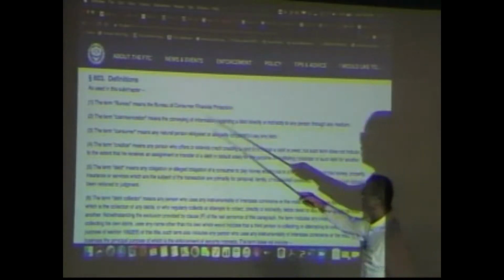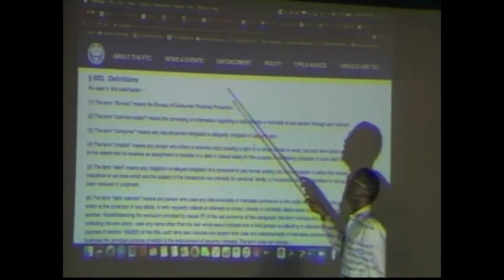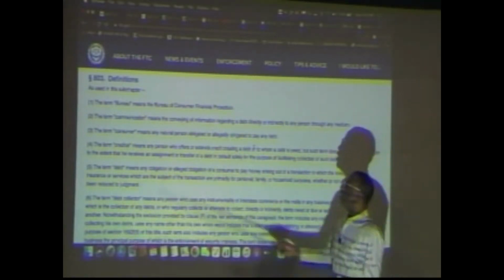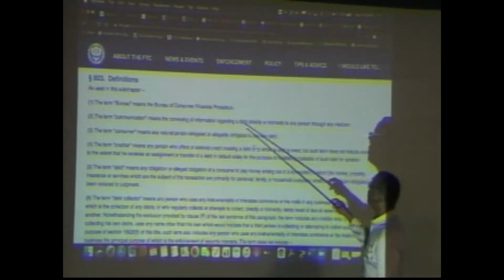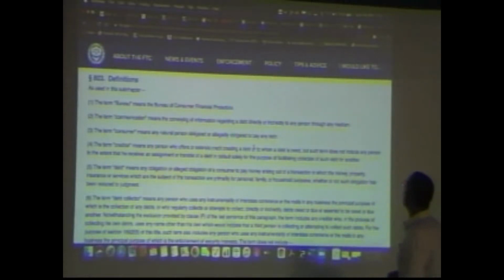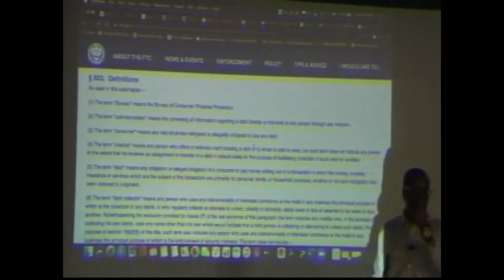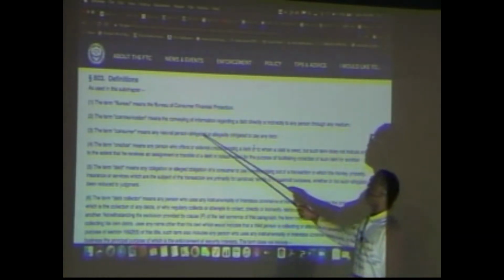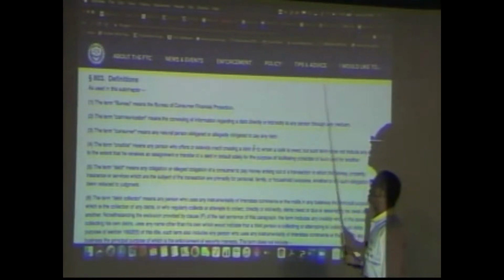So Bureau means the Bureau of Consumer Financial Protection. That's who's going to protect your interests when it comes to third-party debts. The term communication means the conveying of information regarding a debt directly or indirectly to any person through any medium. So whether it be mail, phone call, they walk up to you, letters, that's communication. The term consumer means any natural person obligated or allegedly obligated to pay any debt.